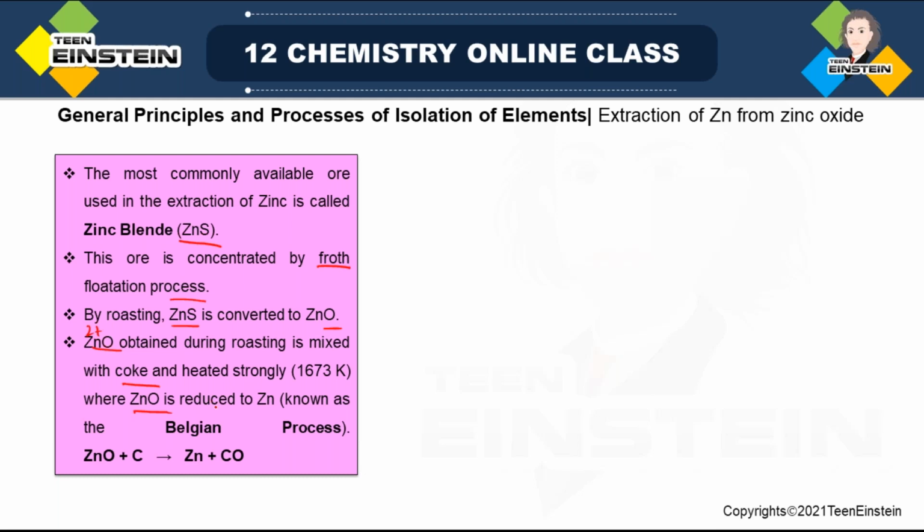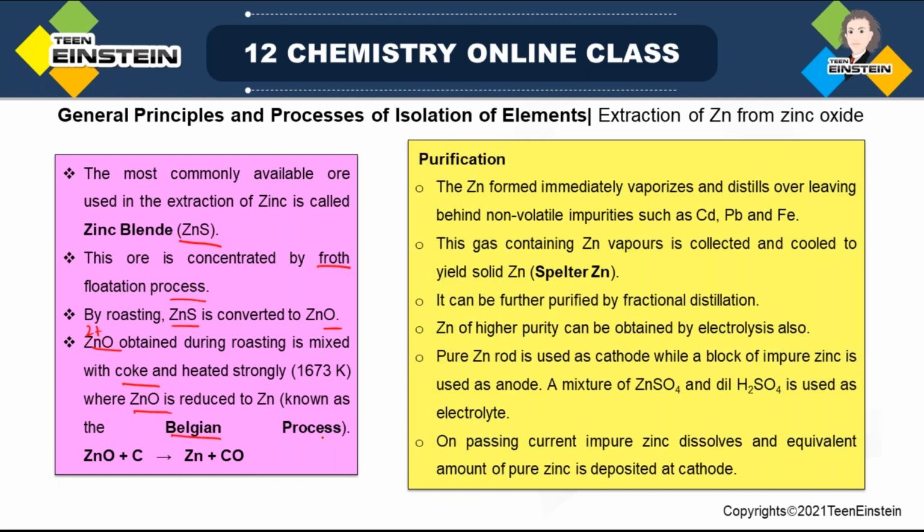And remember, this particular process is known as the Belgian process. This name is only for zinc. And the third step is basically purification. Up to this point, when you have obtained ZnO, it is concentration, then reduction, which is basically the isolation step, and the third step is purification. Now we have already obtained Zn, but it is not in pure form. So the remaining impurities we can remove by using some purification method.